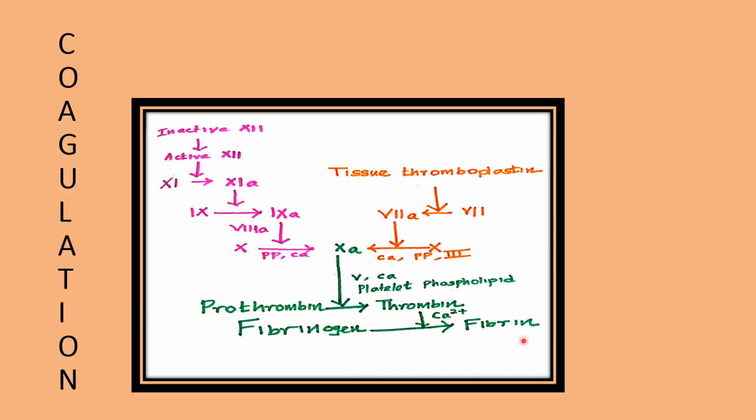Soluble fibrin is converted to insoluble fibrin by the fibrin stabilizing factor, which forms the fibrin clot and arrests the bleeding. This is the final step, fibrinogen to fibrin.